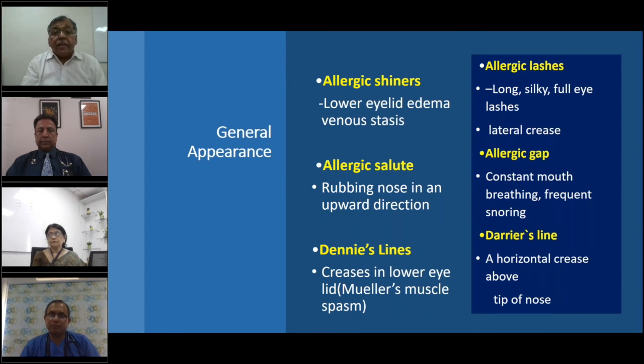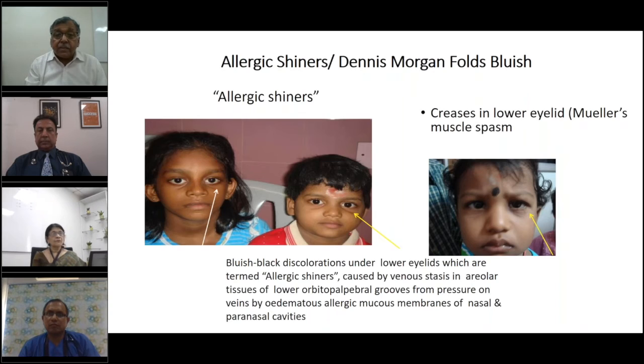The general appearance of the face has varied types of signs, like the allergic shiners, where the lower eyelid shows signs. There's an allergic salute, where the child is rubbing the nose from down upwards. That creates creases in the lower eyelids, which are known as Dennie-Morgan lines. There are allergic lashes, long eyelashes, sometimes tear-filled, and Darier's lines. These are the various types of presentation. I'll show you some of the photographs. Like this is the allergic line that you can see here, the creases at the bottom, the lower eyelid.